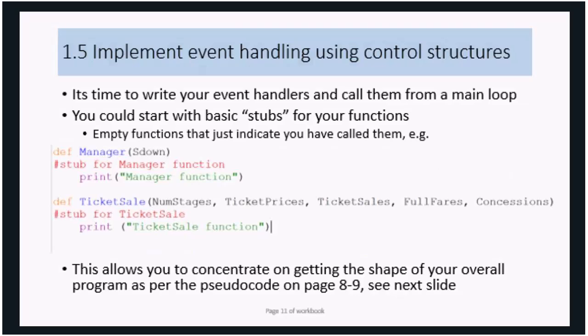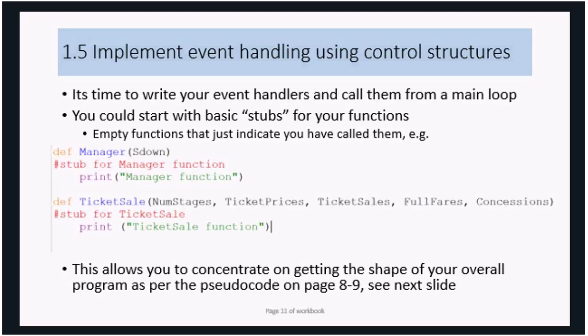So we're implementing our event handling using control structures, and that is basically your while loop. It's time to write your event handlers and call them from a main loop. I would recommend, and this is generally really good practice in programming, that in order to get the overall shape of your main program, you would start by creating stubs for your functions, and stubs are just empty functions that just indicate that you've called them.